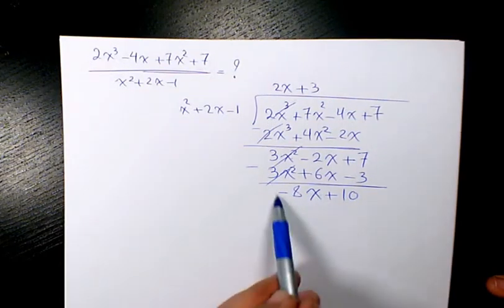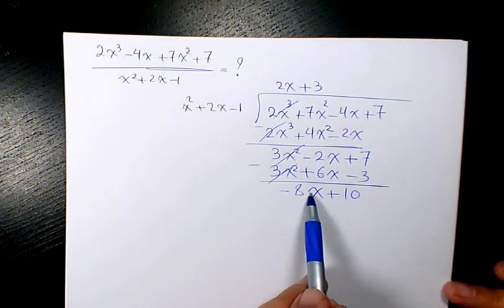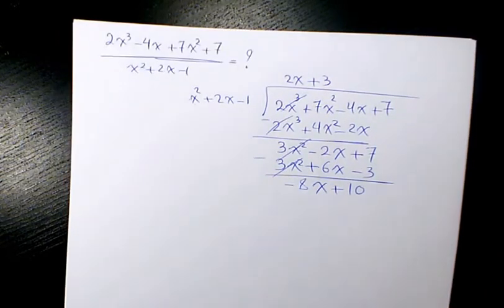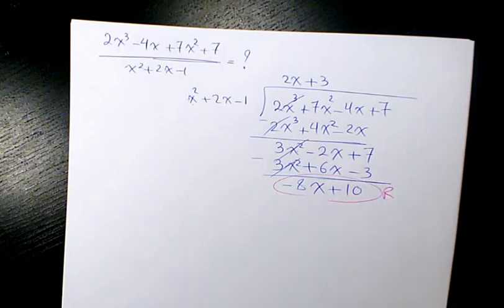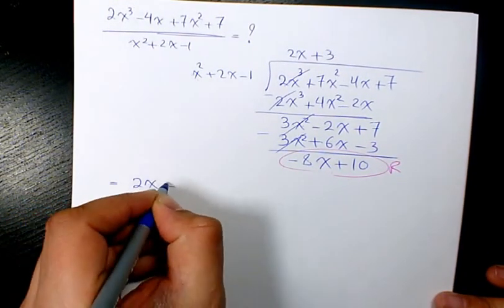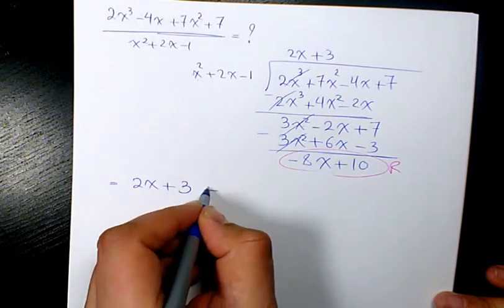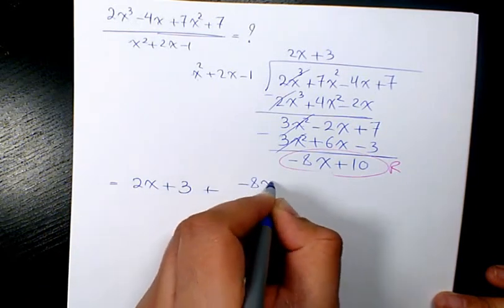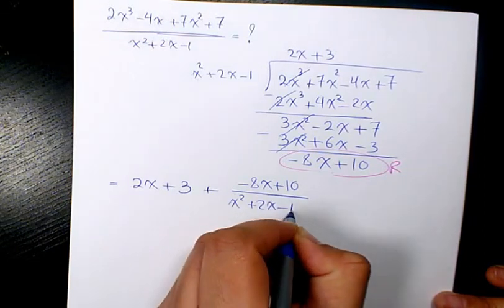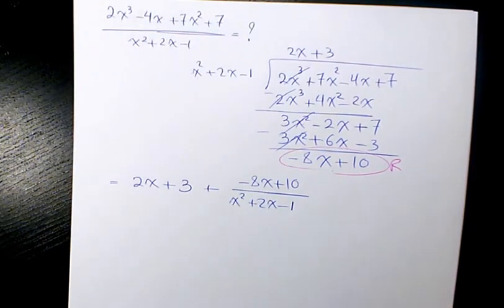So the largest degree here is 1. The largest degree of the divisor is 2. So that's going to be the remainder. The whole thing is going to be remainder. So you can say that the answer to this question is going to be 2x plus 3 plus negative 8x plus 10 divided by x squared plus 2x minus 1. So that's the answer to this question.